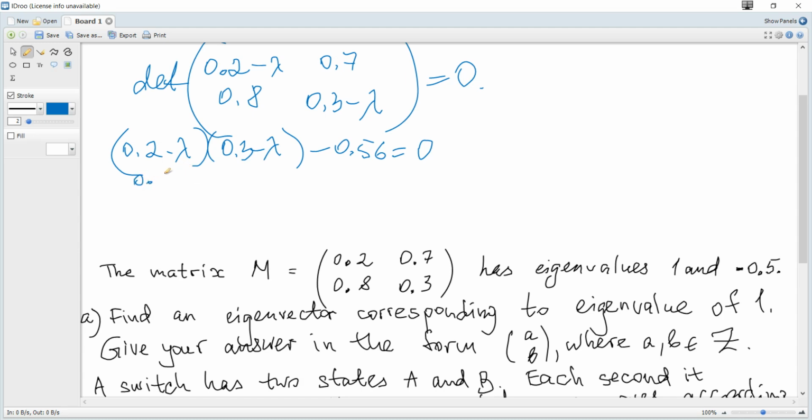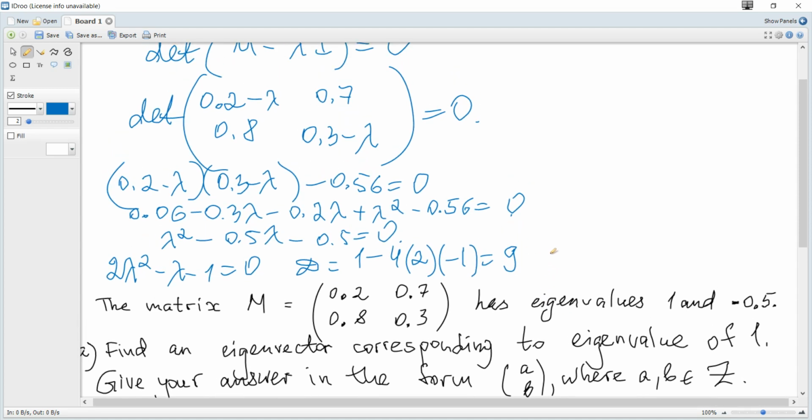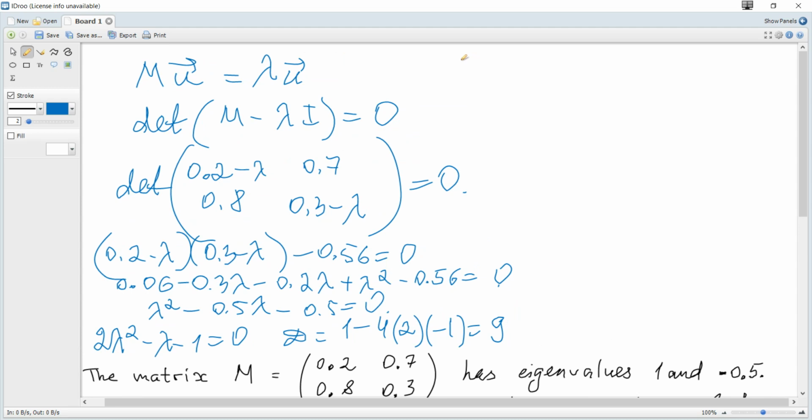So let's expand: 0.06 minus 0.3 lambda minus 0.2 lambda plus lambda squared minus 0.56 is equal to 0. Lambda squared minus 0.5 lambda minus 0.5 is equal to 0. Let's multiply by 2 to get 2 lambda squared minus lambda minus 1 is equal to 0. The discriminant is b squared, 1, minus 4ac, 4 times 2 times negative 1, which gives 9. And the roots are: lambda 1 is minus b, which is what?